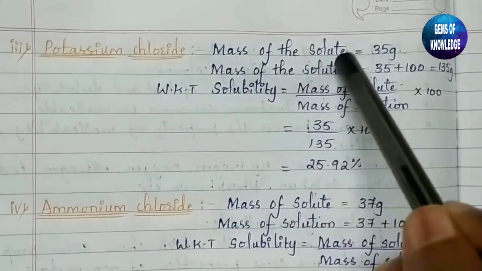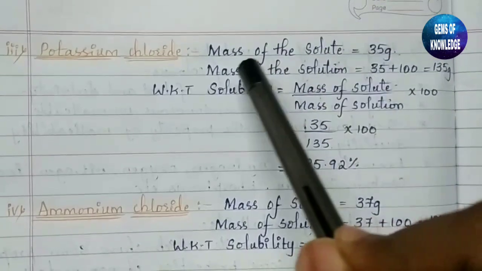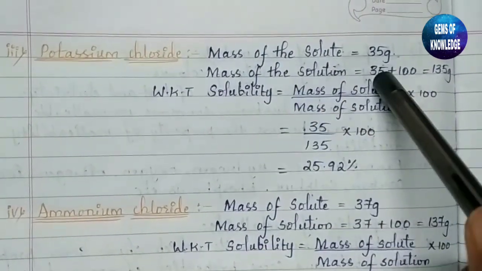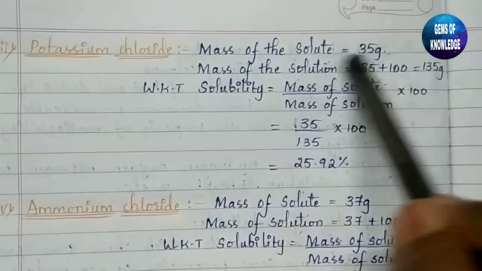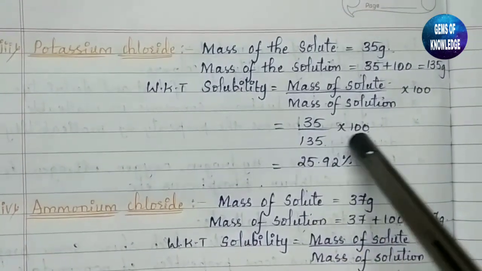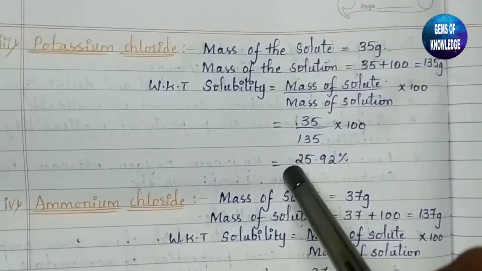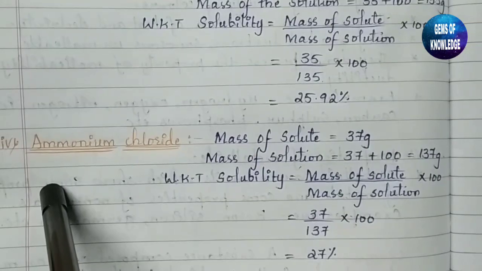Here the mass of the solute according to the tabular column is given as 35 grams. And when we take the mass of the solution, we get 35 plus 100, which is 135 grams. Let us substitute into the formula. We will get 35 divided by 135, multiplied by 100. The answer we get is 25.92%. Okay, the last one here is ammonium chloride.